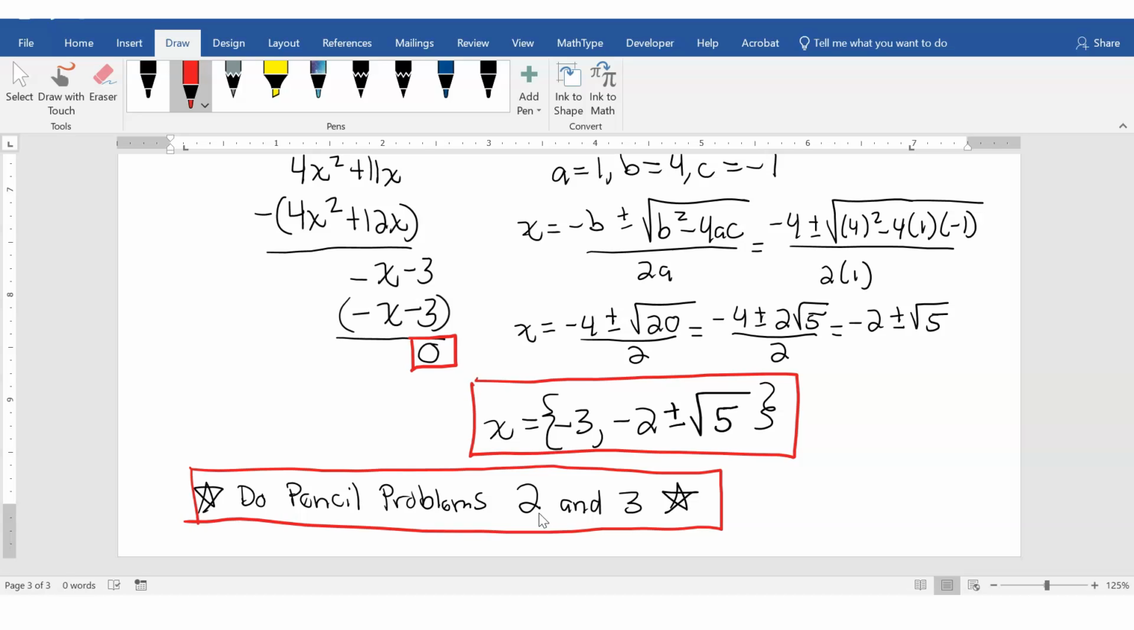Now do pencil problems 2 and 3. And as a hint, when starting your long division trying different possible roots from your list of possible rational zeros, start with the simpler ones like plus or minus 1.